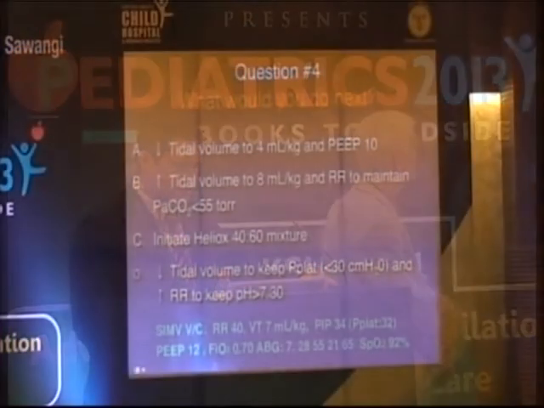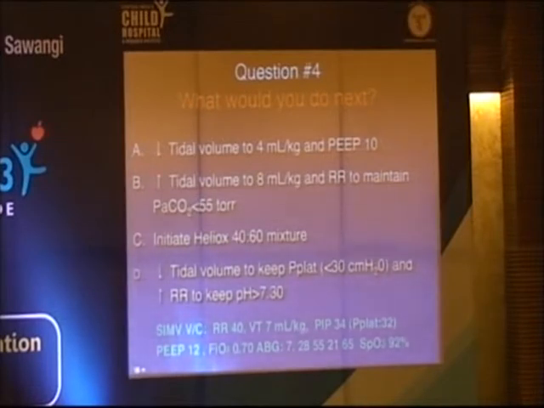Here's your x-ray. So this is a patient who clearly has deteriorated and now has developed severe ARDS. All of you would agree. So what would you do next? Would you reduce the tidal volume to 4 mLs per kilo and turn the PEEP to 10? Would you increase the tidal volume to 8 mLs per kilo and the respiratory rate to maintain PaCO2 less than 55? Would you implement Heliox at a 40-60 mixture, or would you decrease the tidal volume to keep the plateau pressures less than 30 and increase the respiratory rate to keep the pH greater than 7.30?